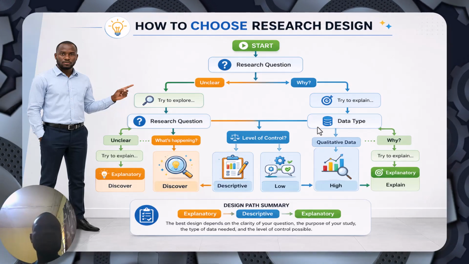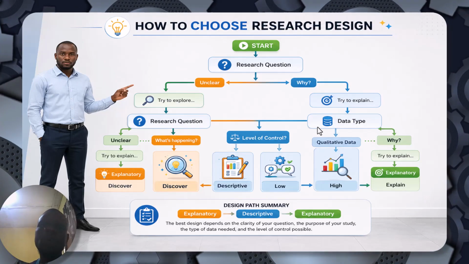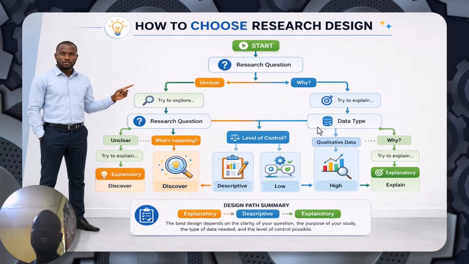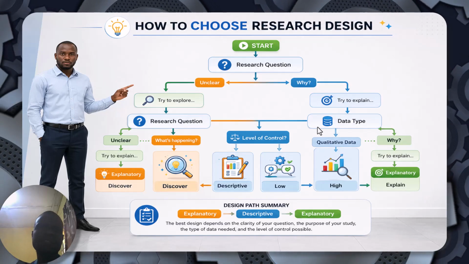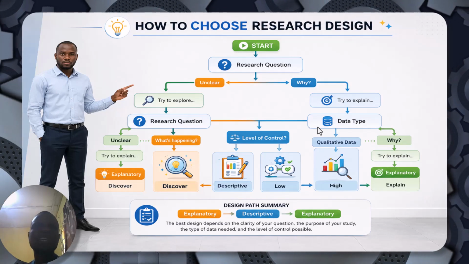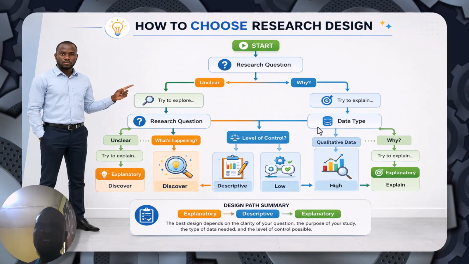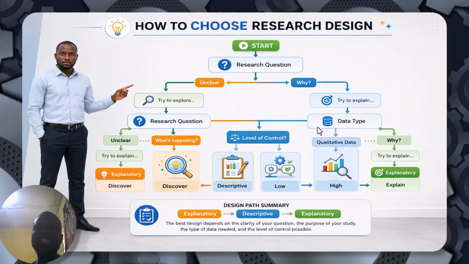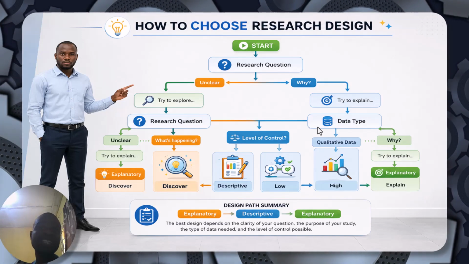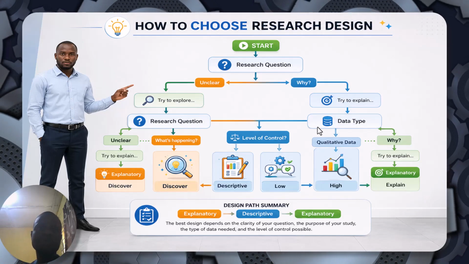Explanatory design is used to explain relationships or causes. It answers questions like why something happens. For example, why some students perform better than others. Descriptive design focuses on describing what is happening, such as identifying trends or patterns in a population.